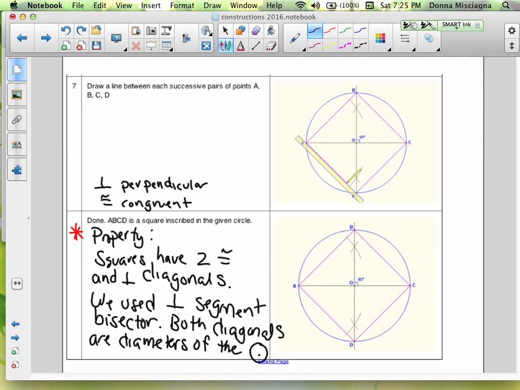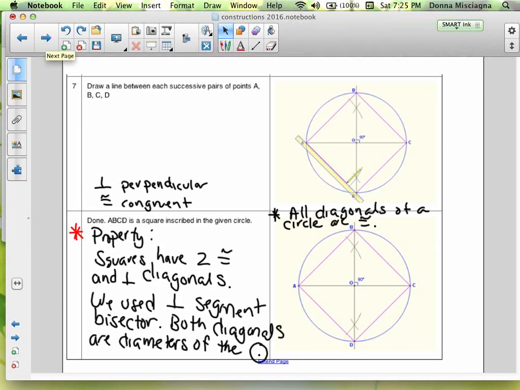Well, how do we know they're congruent? Let's add this to the notes. Just like all radii of a circle are congruent, all diameters of a circle are congruent. So that's how we know that the diagonals are congruent. They're perpendicular because we did a perpendicular bisector.